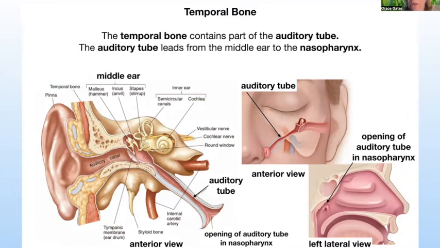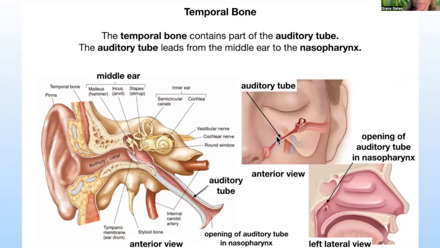The temporal bone contains part of the auditory tube. The auditory tube leads from the middle ear to the nasopharynx. I have the picture that we've been looking at showing the middle ear here in the center of this picture, and on the left of the slide, the three bones of the middle ear. Then going from the middle ear, there's the auditory tube, not to be confused with the auditory canal, okay? The canal is from the external auditory meatus to the middle ear. Now, from the middle ear to the nasopharynx is the auditory tube. Easy to confuse.